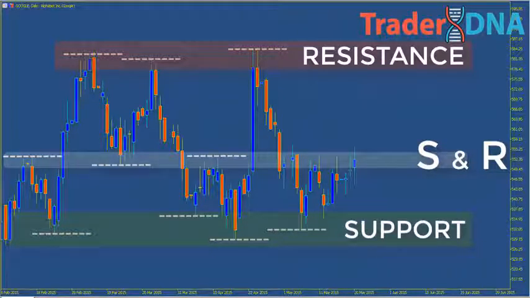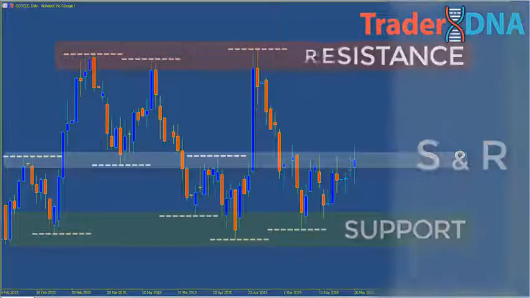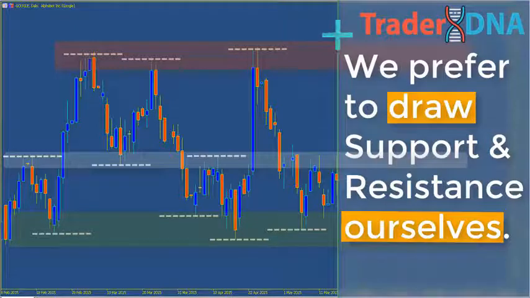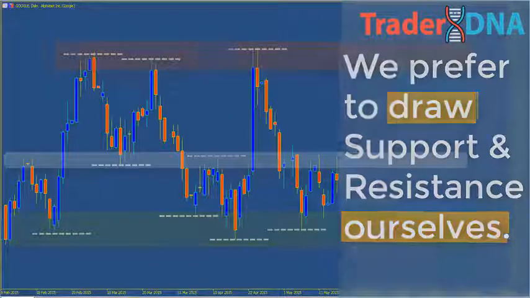Some traders will use indicators, but we honestly prefer to draw them ourselves. By observing price action, you can learn to decipher what the market is showing you. Our method is simple yet effective and can be adapted to fit into any trading strategy.